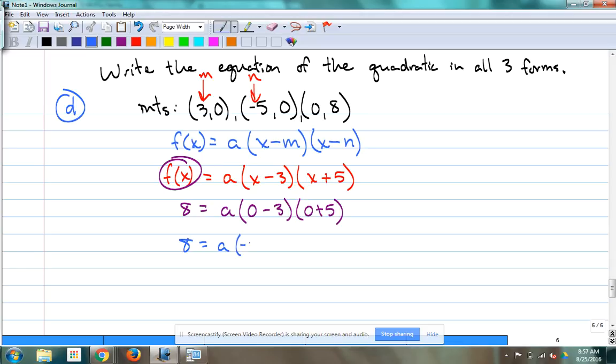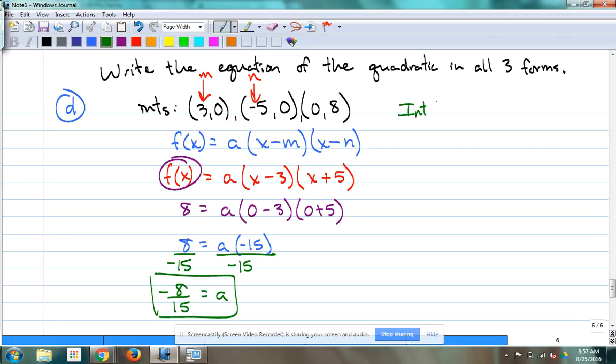So that'd be negative 15. And then divide by negative 15, and then reduce that if possible. It doesn't reduce. So our intercept form is f of x equals negative 8 over 15 times (x minus 3) times (x plus 5).